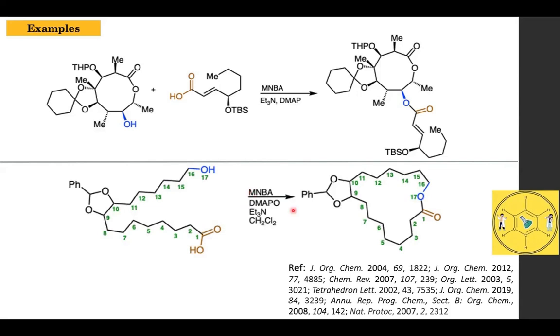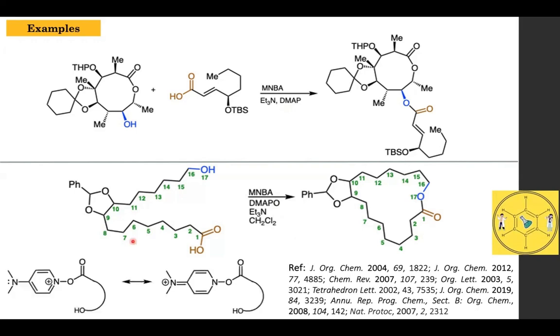This is another example for the preparation of a macrocyclic lactone by utilizing Shiina esterification conditions. Here you should note that in all these reaction conditions they used DMAP, but here they use DMAPO. I already said DMAPO is also useful for the preparation of this type of ester molecule, and it plays the same role. When DMAPO reacts with the mixed anhydride, that generates the corresponding acylated DMAPO. This acylated DMAPO is also resonance stabilized, and then it reacts with the alcohol to generate the corresponding cyclic lactones.